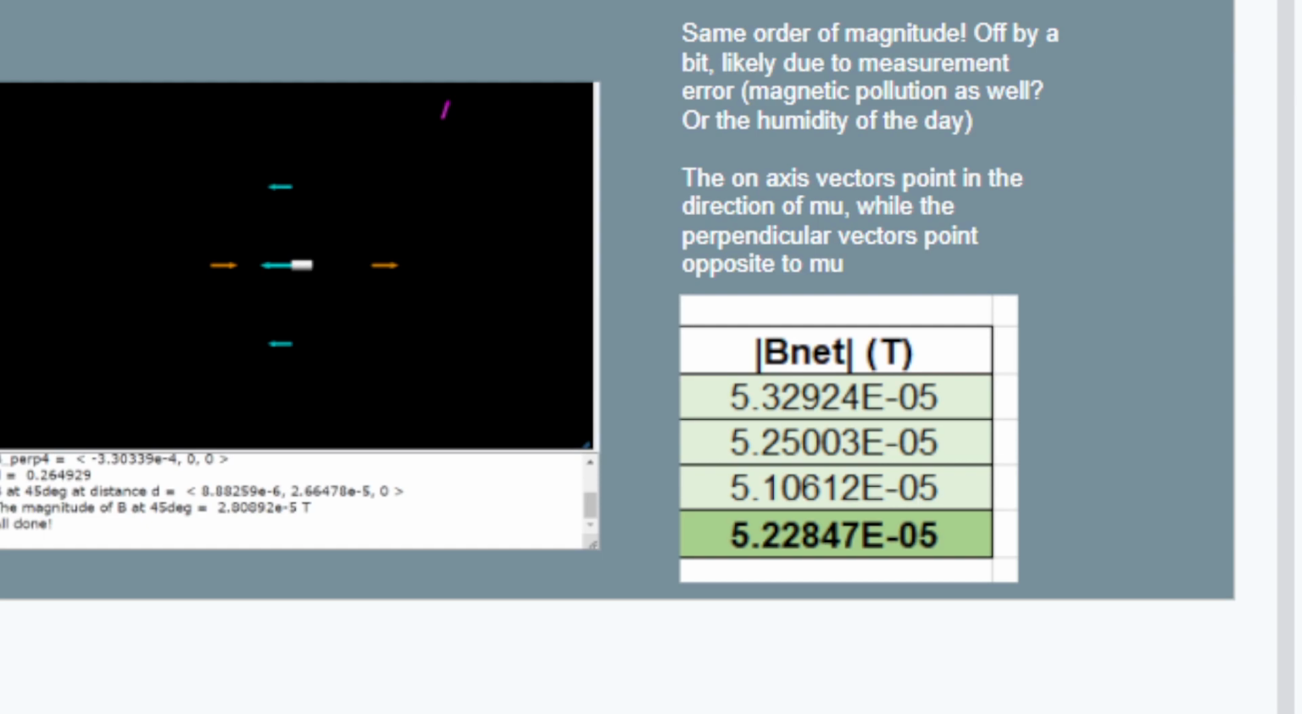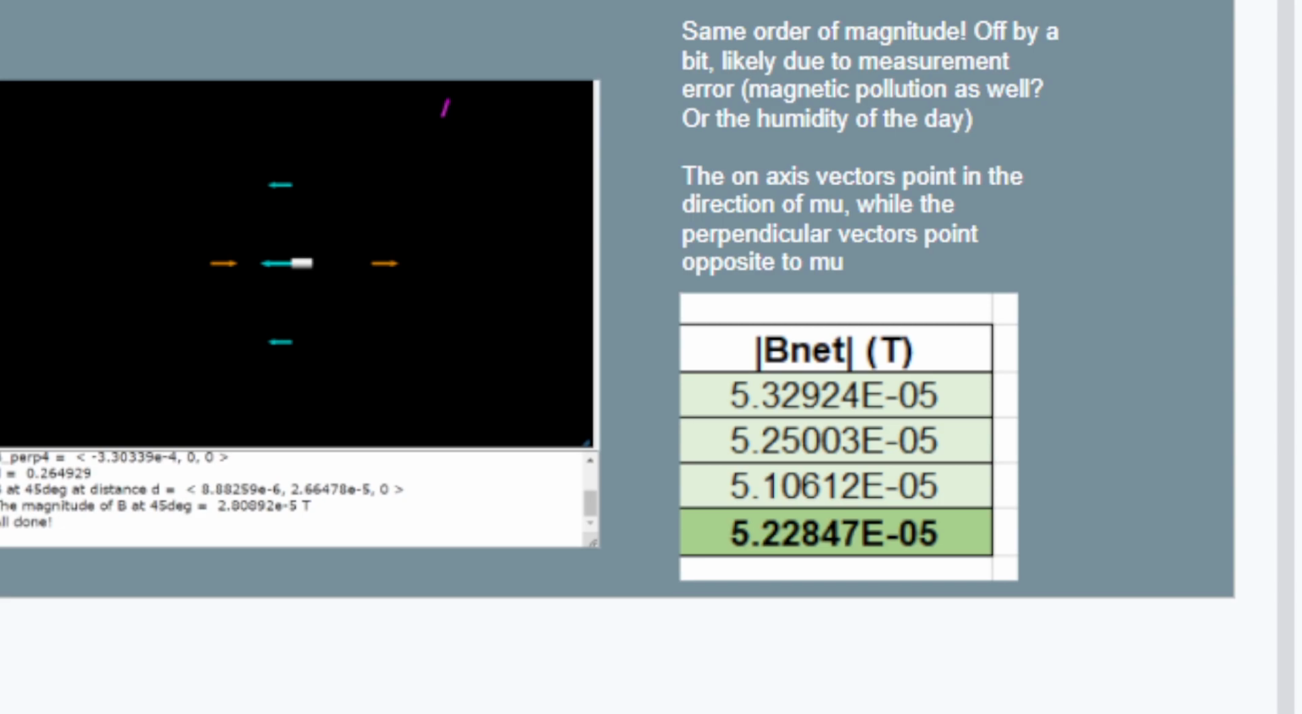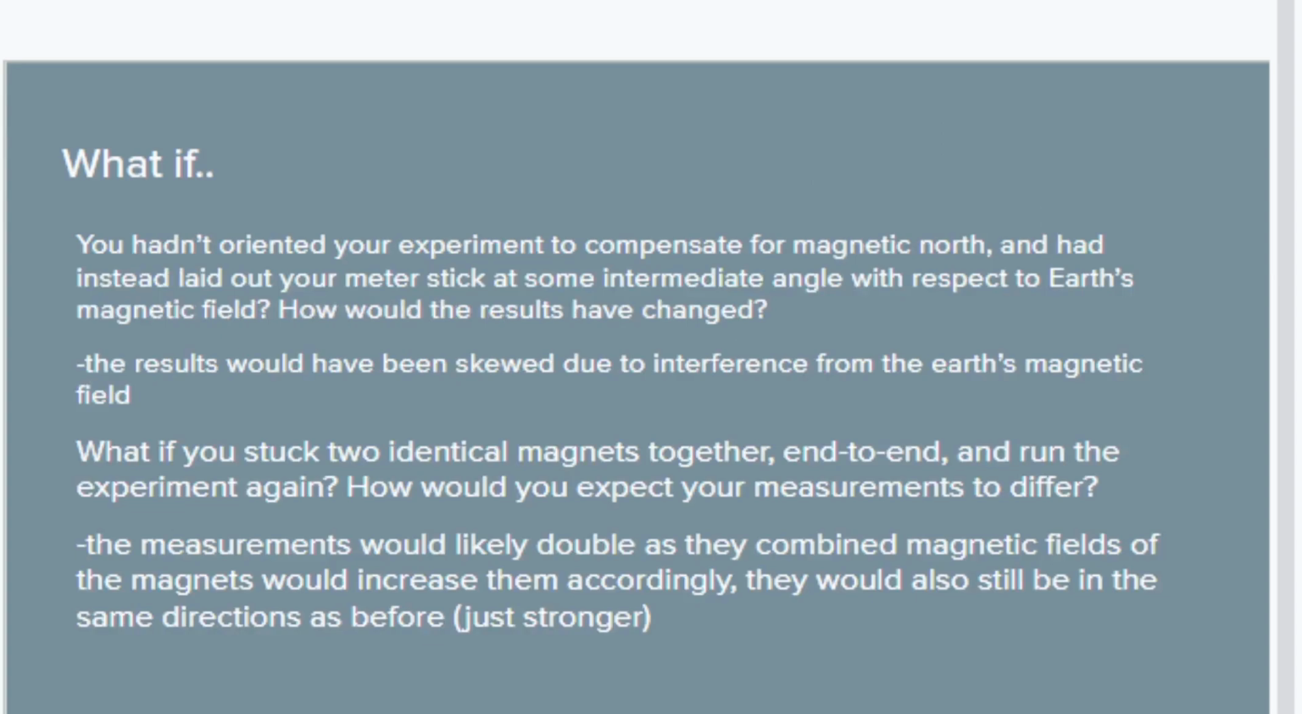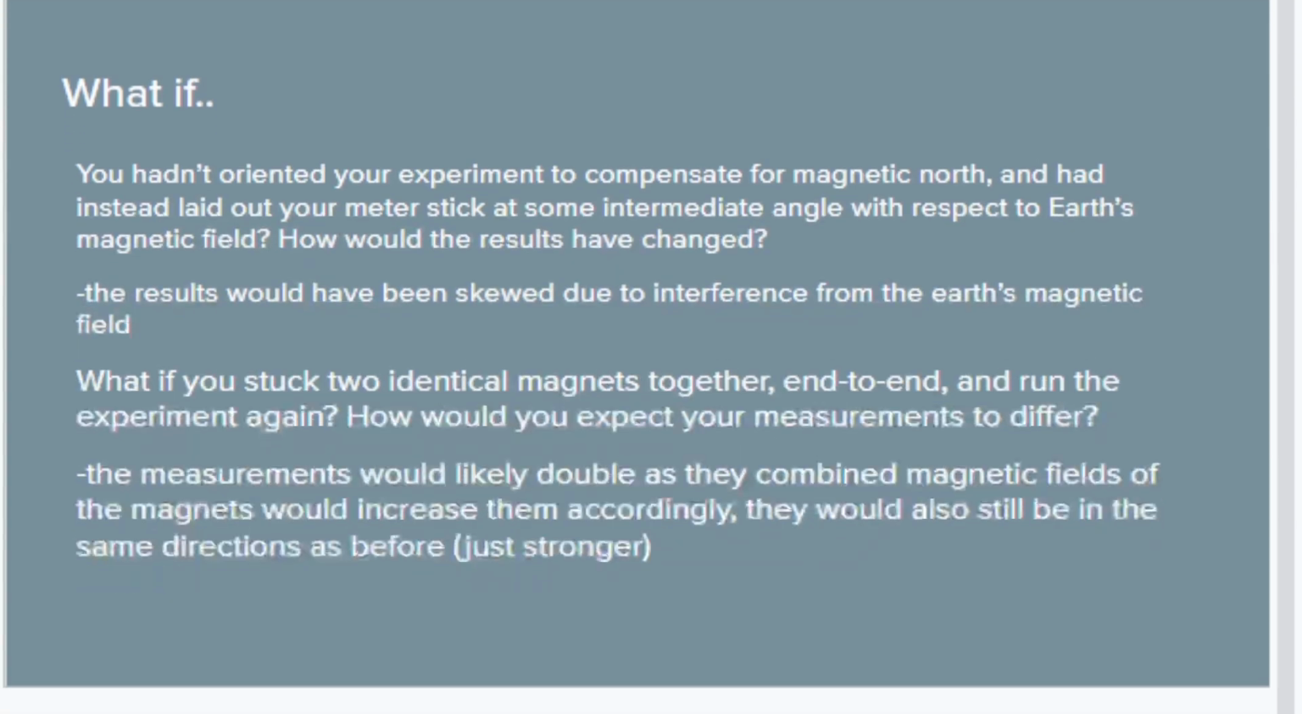And the on-axis vectors point in the direction of mu, while the perpendicular vectors point opposite to mu, and this is true for both the computational and the experimental findings. Now, what if you hadn't oriented your experiment to compensate for magnetic north, and had instead laid out your meter stick at some intermediate angle with respect to Earth's magnetic field? How would the results have changed? Well, for starters, the results would have been skewed due to interference from the Earth's magnetic field. The whole reason why we're aligning it with the north-south axis is so that we don't have to worry about that as much. Like that, we can truly calculate the B-net at 45 degrees.